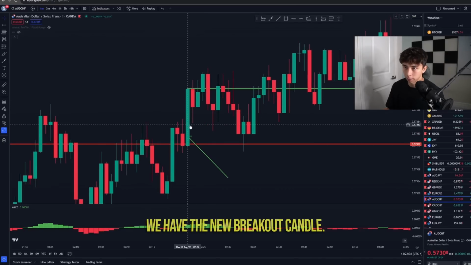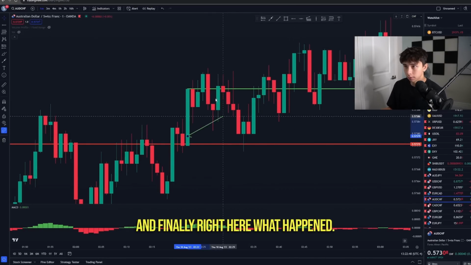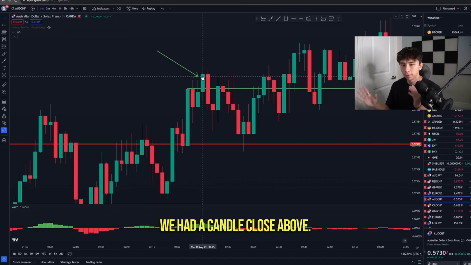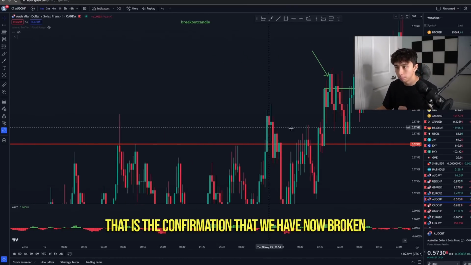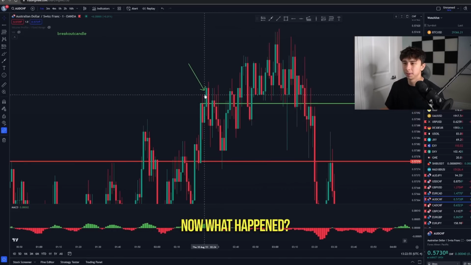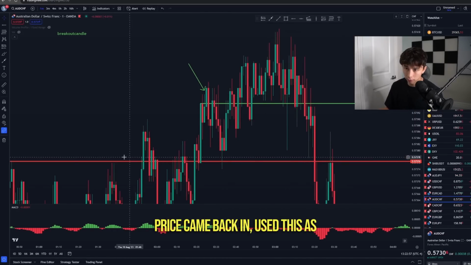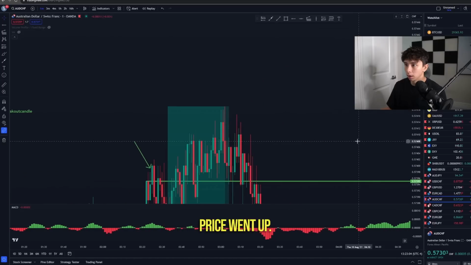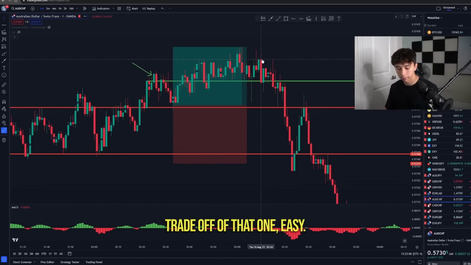So now this candle right here is the new breakout candle. And what do we have? We have the new breakout candle. And finally, right here, what happened? We had a candle close above. That is the confirmation that we have now broken out of this zone, the support and resistance. Now what happened? Price came back in, used this as the new support. And what happened? Boom, price went up. Could have got a nice little trade off of that one.